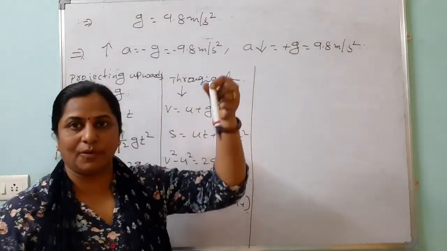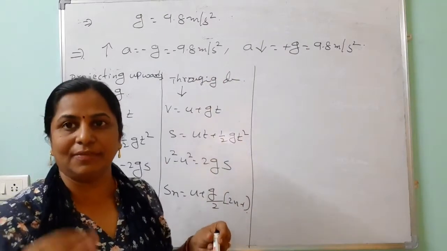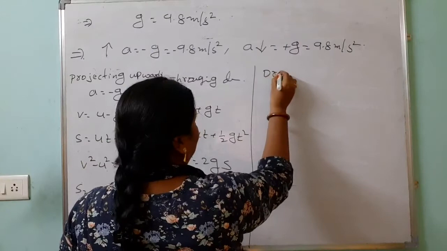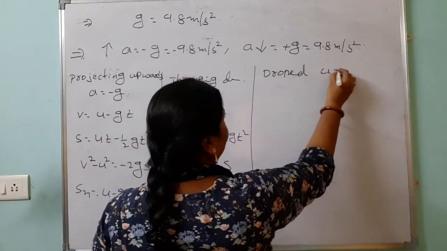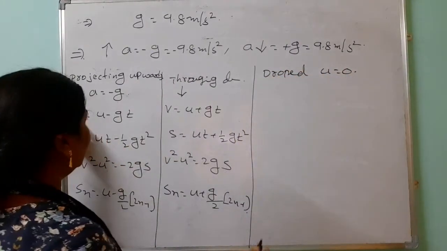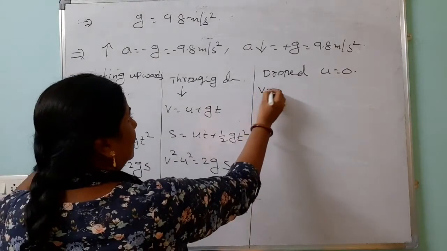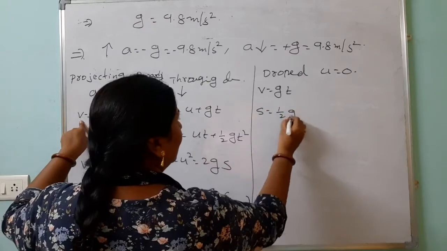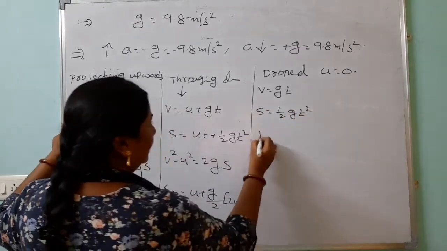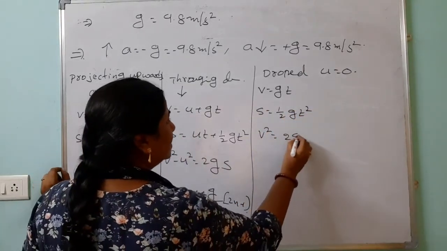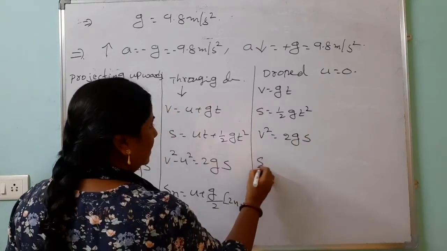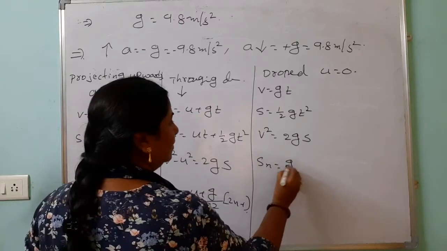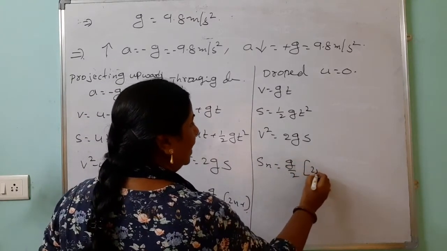Then dropping the body. Always we should remember that whenever the body is dropped, the initial velocity equals zero. Then how to write the first equation of motion? V equals GT. S equals half GT square. Then V square equals 2GS. Sn, with initial velocity zero, equals G by 2 into 2n minus 1.